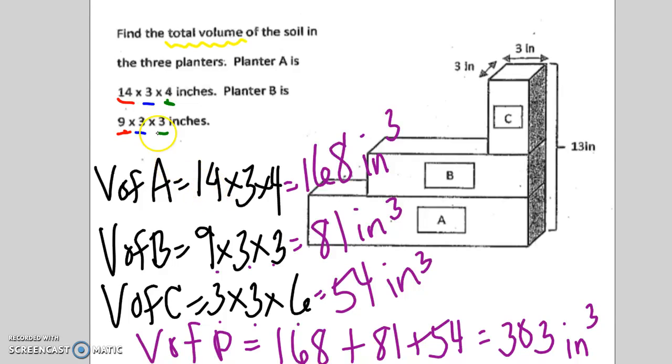Let's do a quick review of why our unit is cubed. So here we multiplied inches times inches times inches, and that gives us inches cubed. The inches showed up 3 times in our calculations, and so the exponent for our unit of inches is a 3. But in this case here, we added. When you add units, you don't need to change their label. So inches cubed plus inches cubed plus inches cubed still gives you inches cubed. Ready? So the grand total, the total volume of the soil in all 3 planters, is 303 inches cubed.